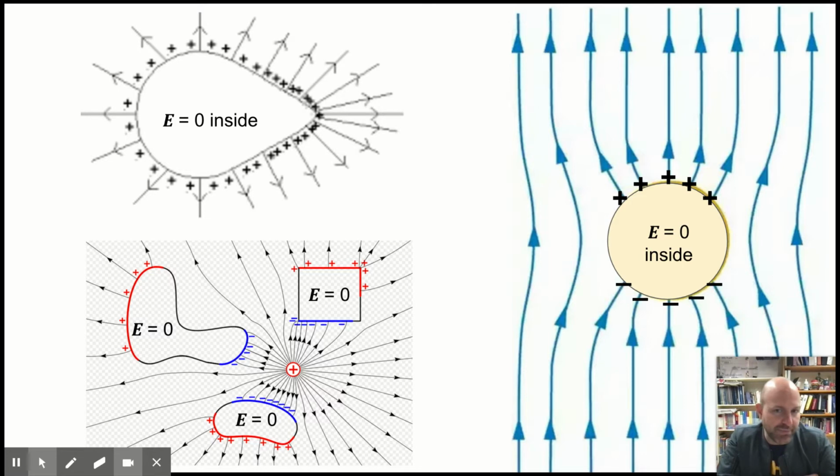And the stranger the shape, the less easy it is to say exactly where the charge is, but you can generally say that, oh, the negative will move toward the positive, and the far side away from the positive will be left as a net positive.